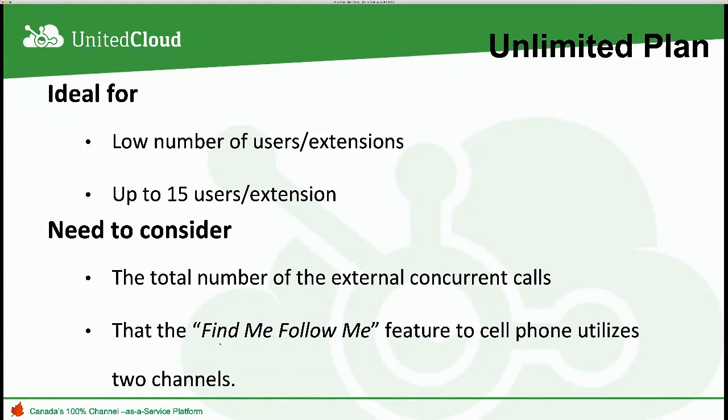Also keep in mind that the find me, follow me feature requires 2 channels. When a call comes into the extension, and that user is not available at their desk, the call is going to try their cell phone. If you have find me, follow me enabled, then it's going to go line in and line out. But if they answer by their mobile app, then it's only line in because it's an on-net call after that.